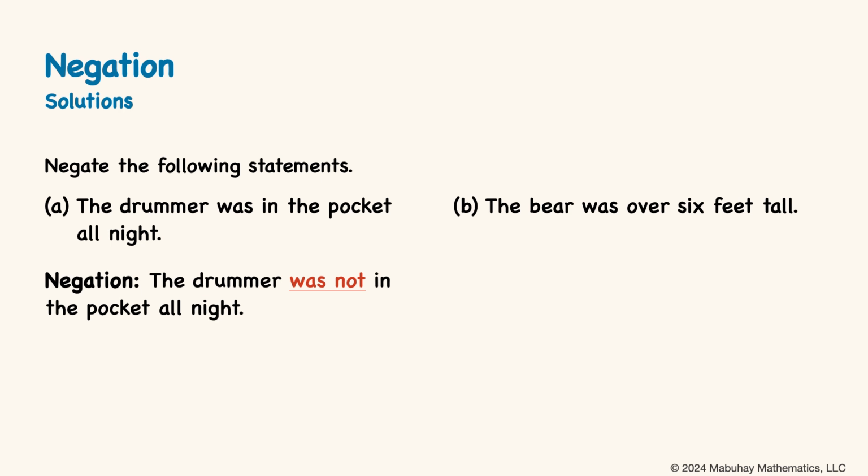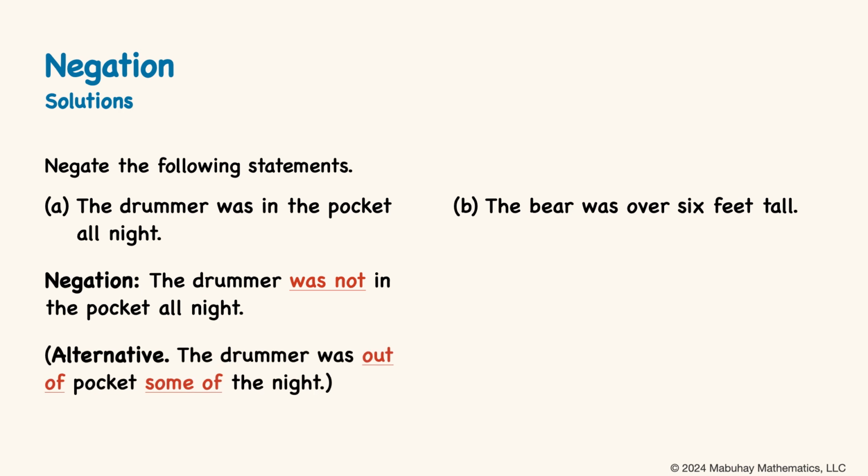It's not the only way to do it, though. Sometimes we want to come up with a negation that sounds a little bit more fluid, a little bit more natural. Maybe one way to do that in this case is to say the drummer was out of pocket some of the night. Okay, and so you can check that both of these statements are negations of the original.